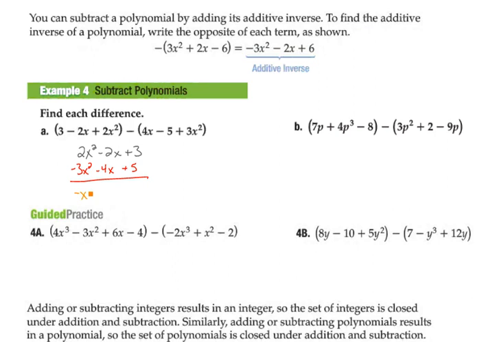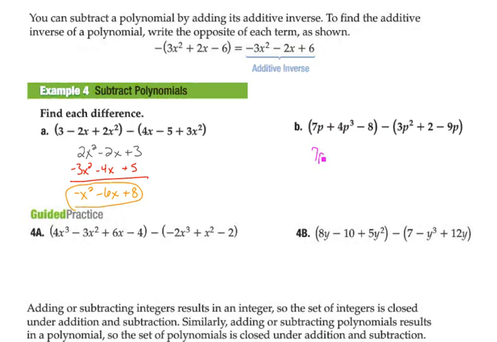This ends up with a negative x squared. Here's a negative 6x, and here is a positive 8. Okay, so one way to do it. Notice I did do a couple steps together, so if you would rather write out that step, totally fine, which is what we're actually going to do on this one.